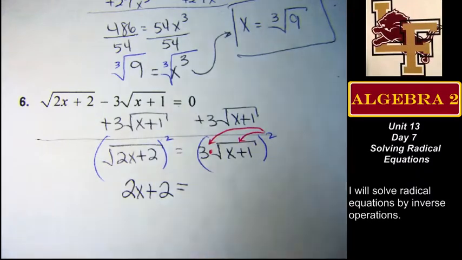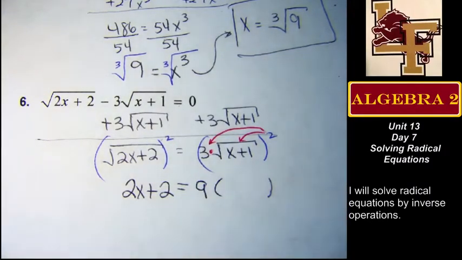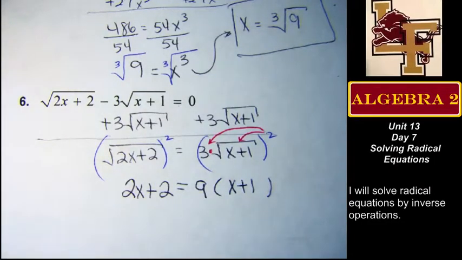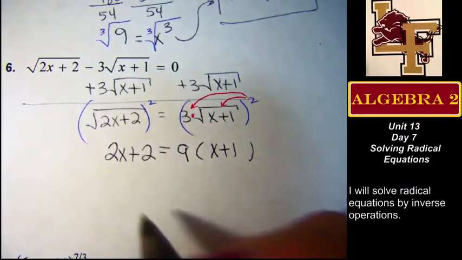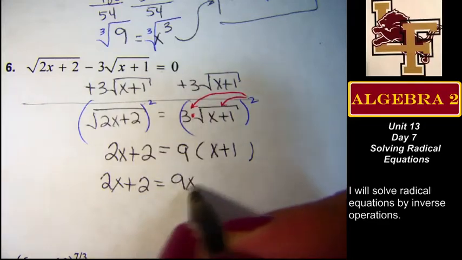3 to the second power is 9. 9 times... Now the power and the root are going to cancel each other out, and I'm left with just the thing that was inside the radical without making any changes to it. From here now I can distribute, collect all my x's to the same side of the equal sign. 9x plus 9. And then you can do the minus 2x.